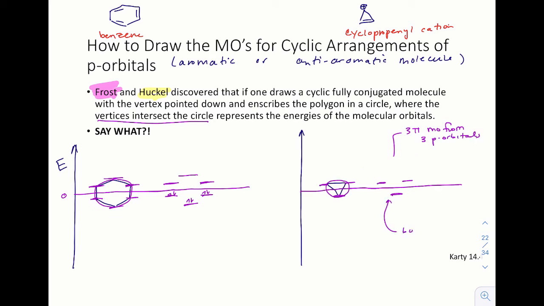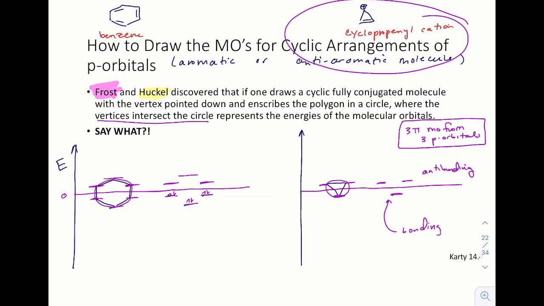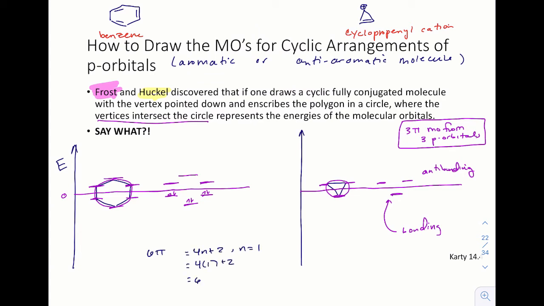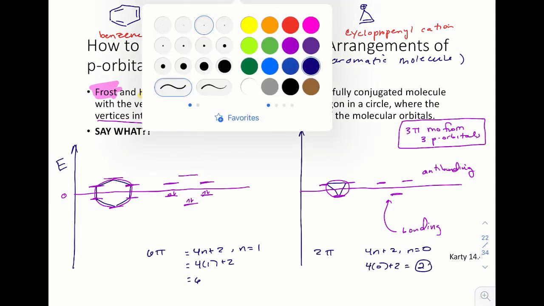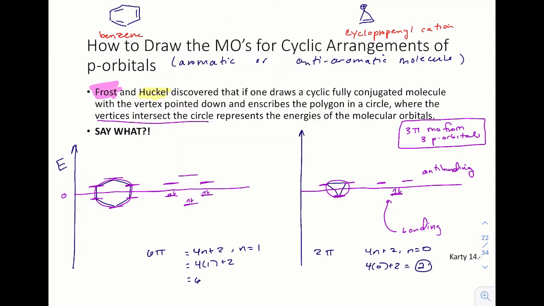One orbital is lower energy than a p orbital, so that's bonding. Ooh, and it has 2 antibonding orbitals, which are higher energy than a p orbital. Here are those 2 antibonding orbitals. The cyclopropenyl cation has 2 pi electrons, so whereas benzene had 6 pi electrons, which was 4n plus 2, or n equals 1, the cyclopropenyl cation has 2 pi electrons, which is 4n plus 2, or n equals 0. And those 2 pi electrons occupy that low energy bonding orbital. We can see overall the electrons are stabilized, they're low energy. Thus, this molecule is low energy.